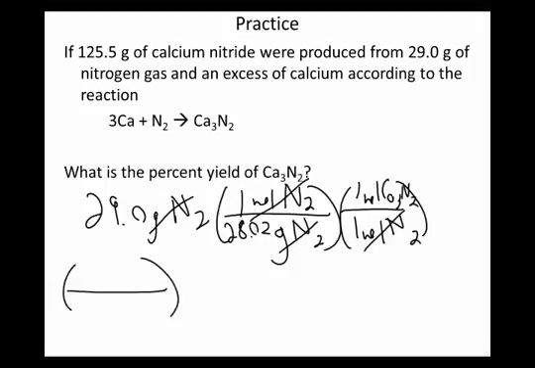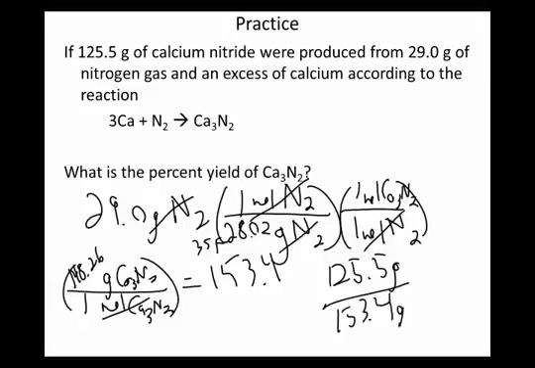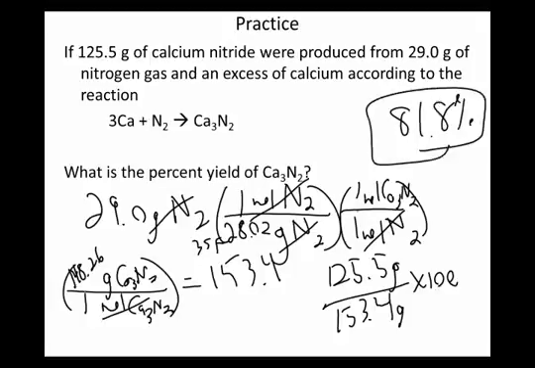And then I need to do my last step, moles calcium nitride to grams calcium nitride. And so I'm going to look those up. So I get 148.26 grams per mole. And so now I can calculate everything through 29 divided by 28.02 times 148.26. And I get my theoretical yield of 153.4. We really only have 3 significant figures, but I'll round off at the end. So now I'm going to take my actual 125.5 grams over 153.4 grams times 100. So that gives me 81.8% is my percent yield. So that's all you really need to be able to do with that.